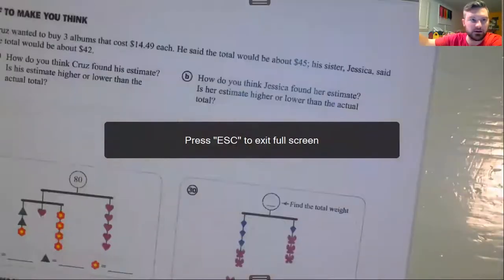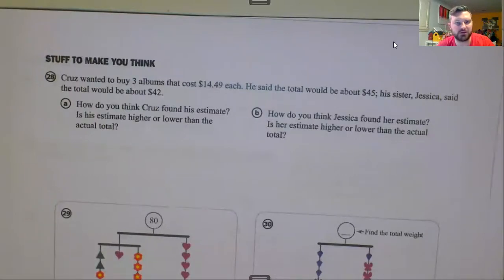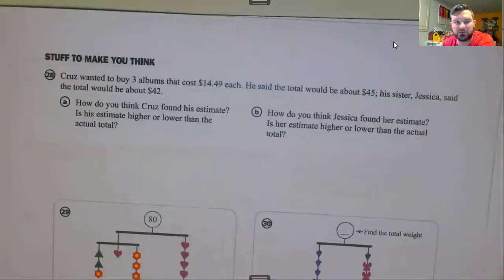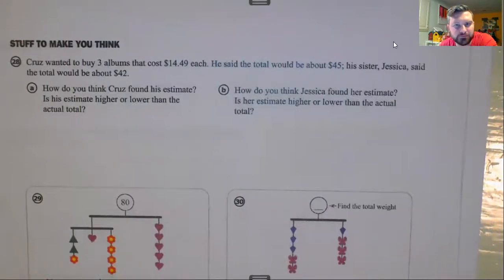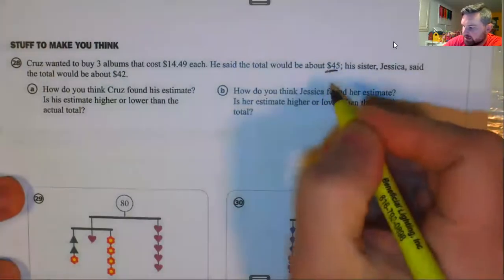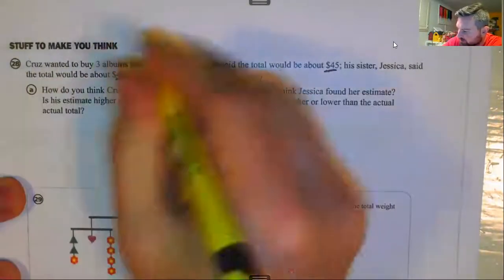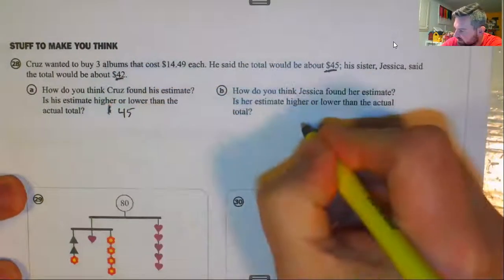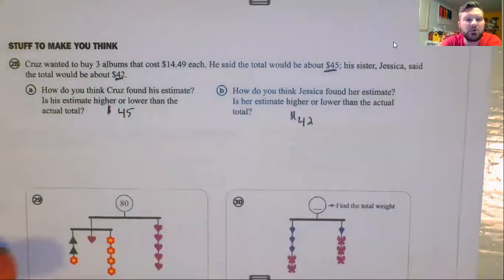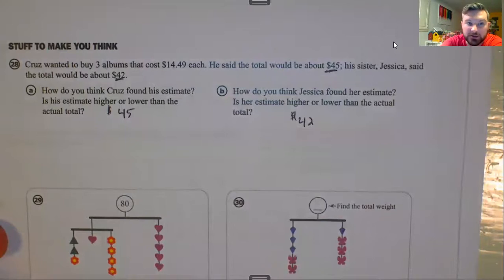Okay, on number 28. It says Cruz wanted to buy 3 albums at a cost of $14.49 each. He said the total would be about $45, and his sister Jessica said the total would be about $42. How do you think Cruz found his estimate? Is his estimate higher or lower than the actual total? Okay, well, Cruz said it would be 45, and Jessica said 42. No matter which one we have, that's not the exact cost.